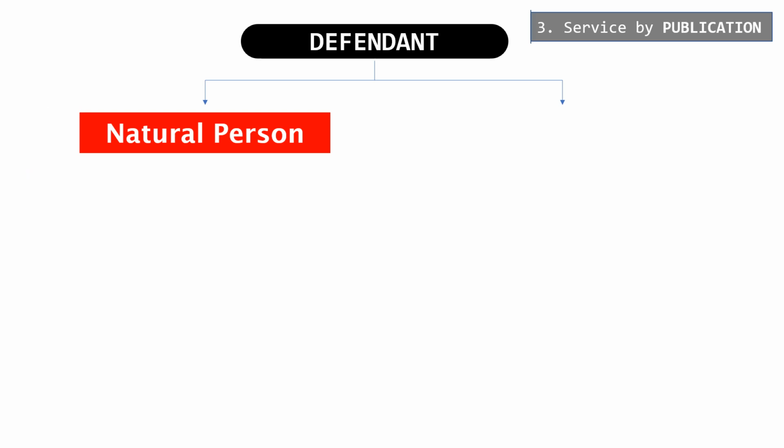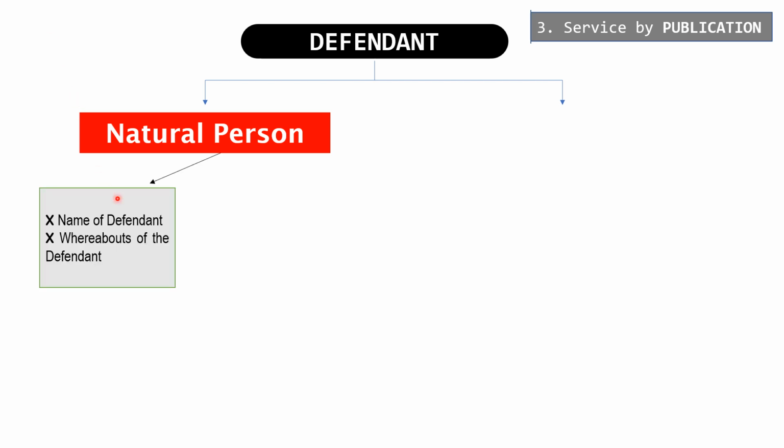So again, paulit-ulit ang atake if confronted with a bar question. If the defendant is a natural person, the first thing that you need to ask is, kilala ba ni plaintiff si defendant, or does plaintiff know the whereabouts of the defendant? Bakit? Because if the answer is in the negative, then you can serve summons by publication.